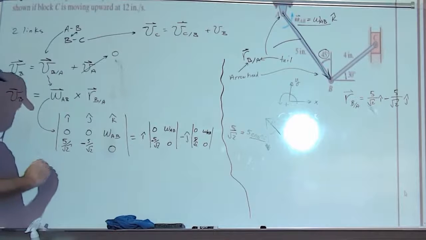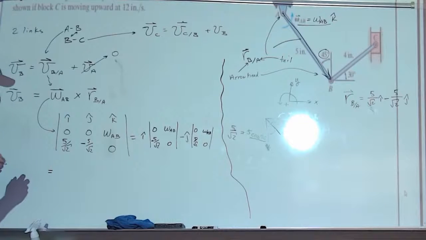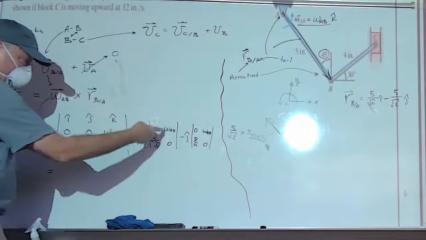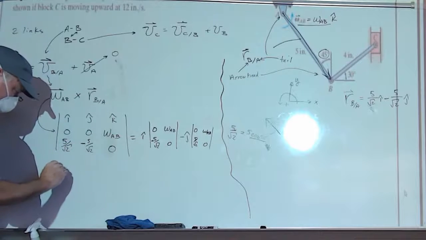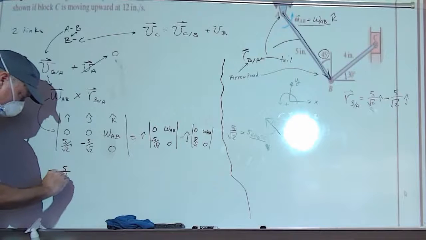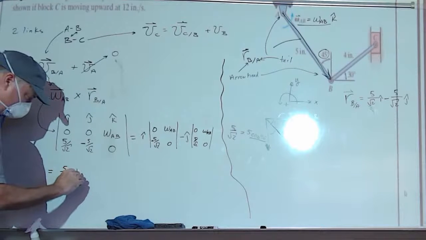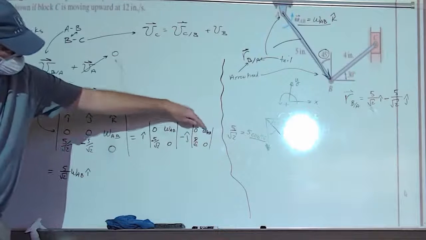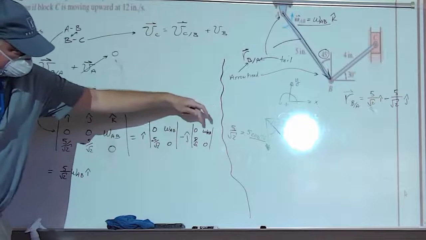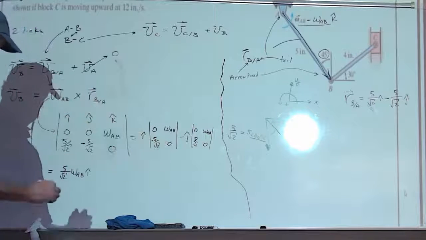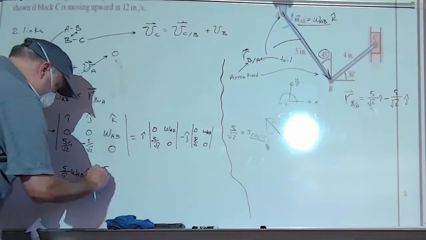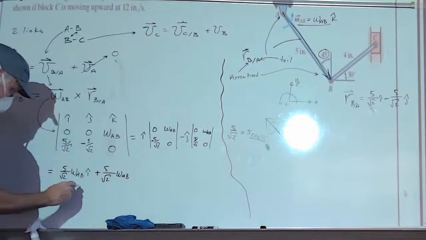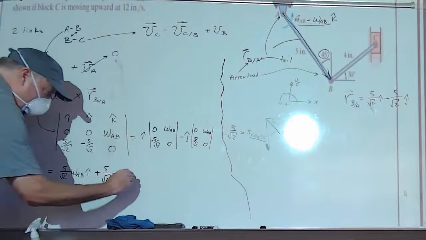So what you end up with is that number, which is nothing, minus this number multiplied, but there's a minus already, so you get 5 over square root of 2 omega AB i. This one becomes that, well, that's going across here, so it becomes a minus, but there's a minus there. Now, does that look right? j.